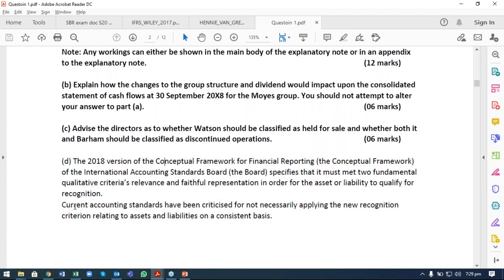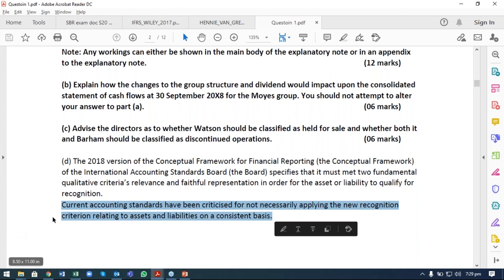the 2018 conceptual framework. Current accounting standards have been criticized for not necessarily applying the recognition criteria relating to assets and liabilities on a consistent basis. That's one of the objections raised by many stakeholders: the framework has been changed and the definitions of assets and liabilities have been changed, but the recognition criteria mentioned in each and every standard have not been changed.